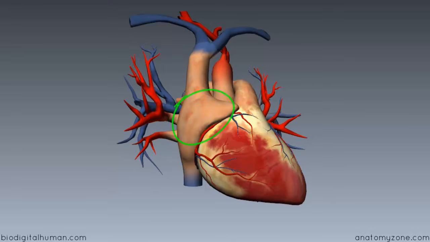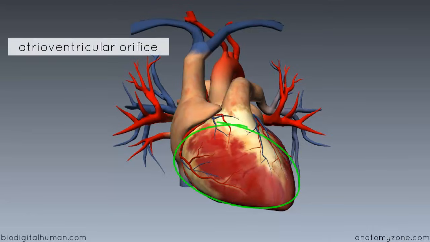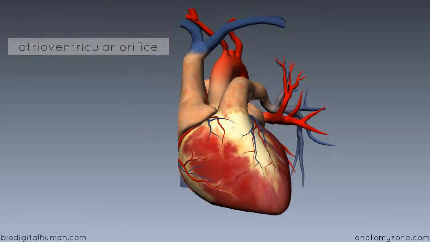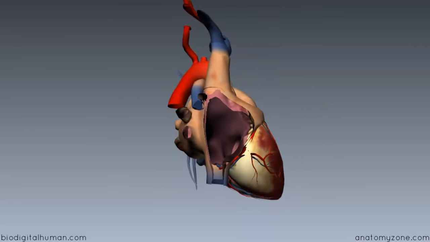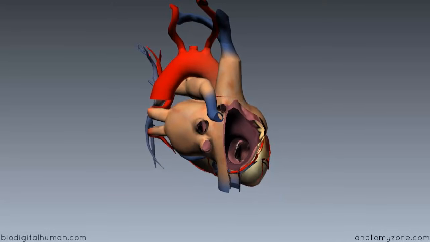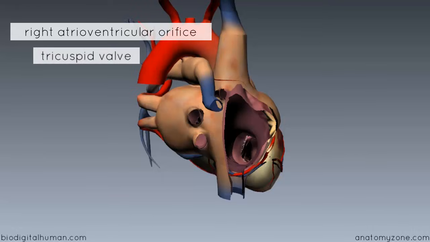So the right atrium contracts and sends blood into the right ventricle through the right atrioventricular orifice. What I've done here is sliced a little bit of the right side of the heart away, and we can take a look inside the heart. You can see this opening here. This is the right atrioventricular orifice, which opens up from the atrium into the ventricle. And this is closed by the tricuspid valve when the right ventricle contracts.